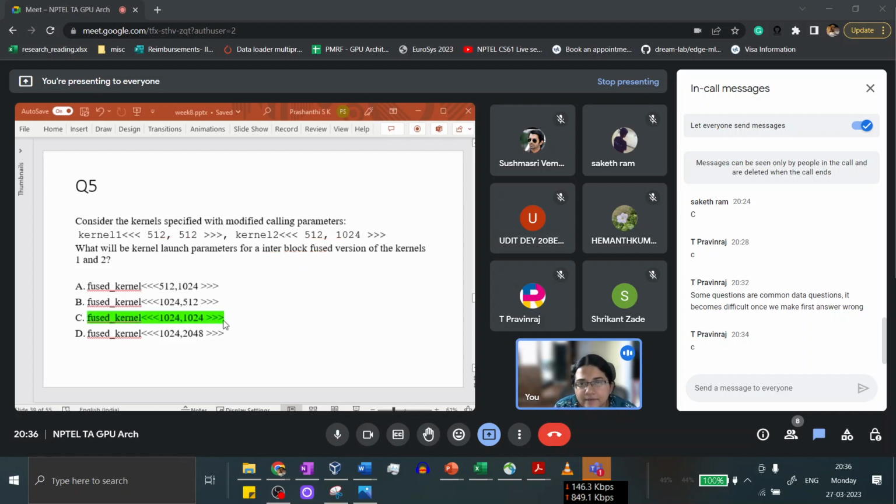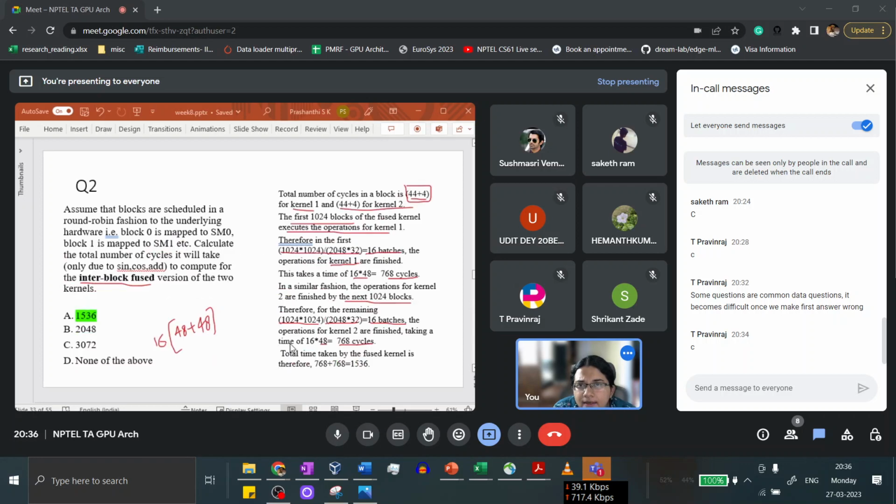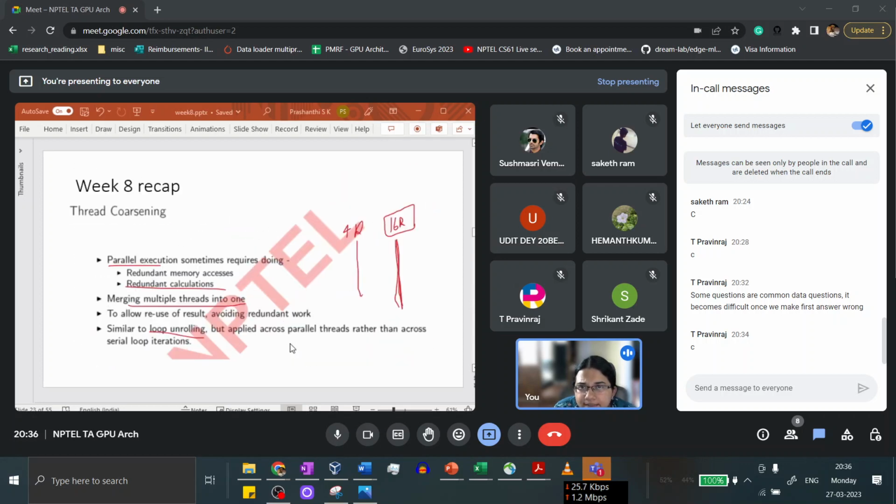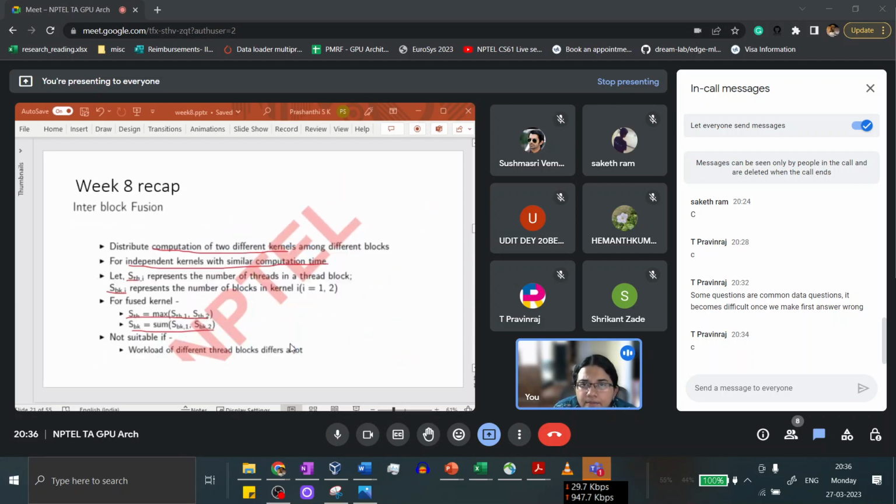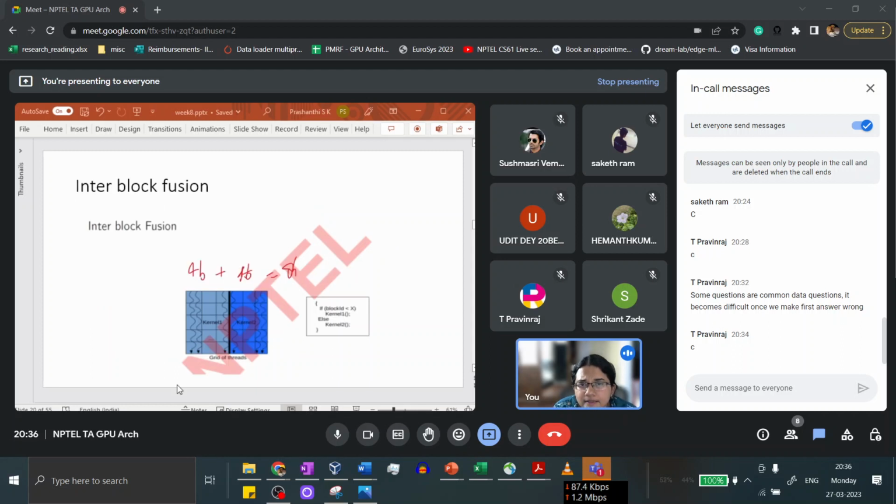So it is C, 1024, 1024. Again, like we did for all these questions, let's go back and look at the inter-block example. So this is what an inter-block fusion looks like. Remember that this is a grid and this is a block boundary. So we're talking across blocks here.